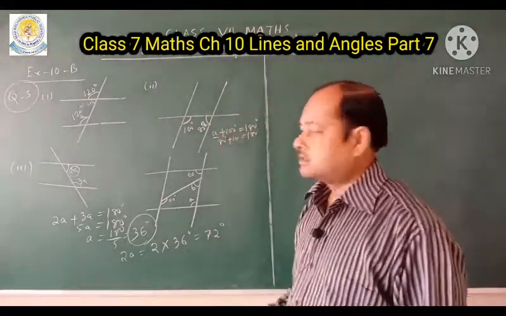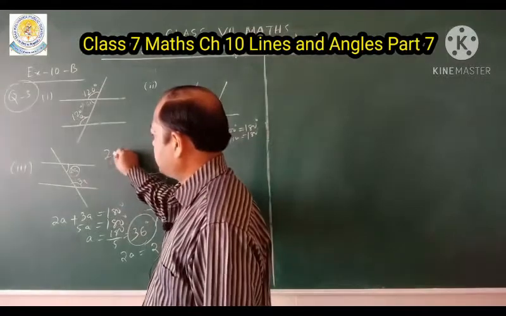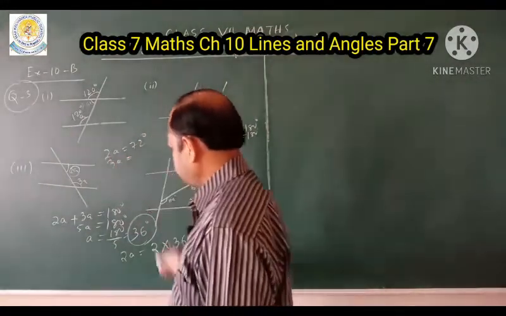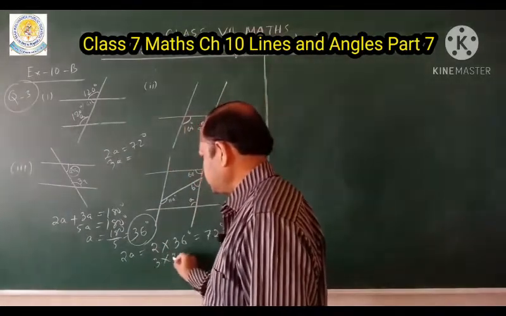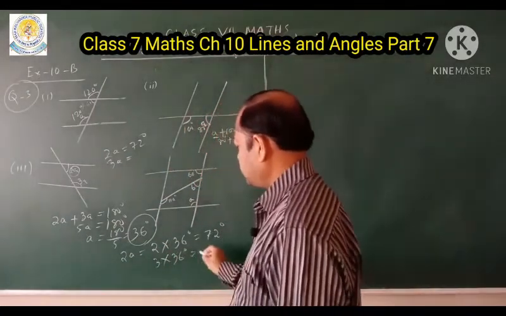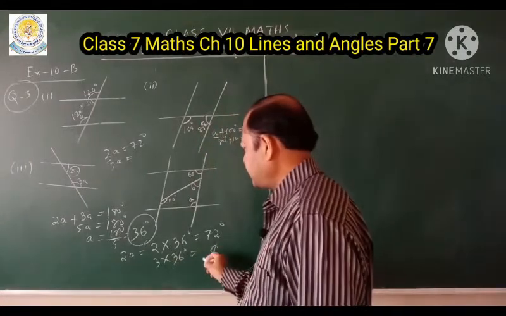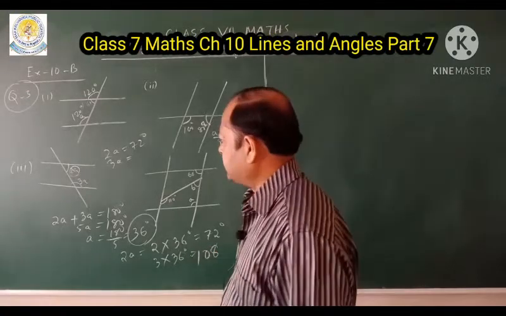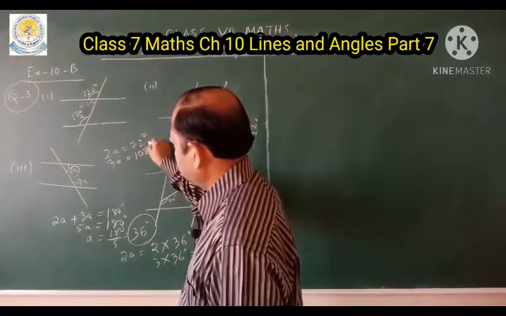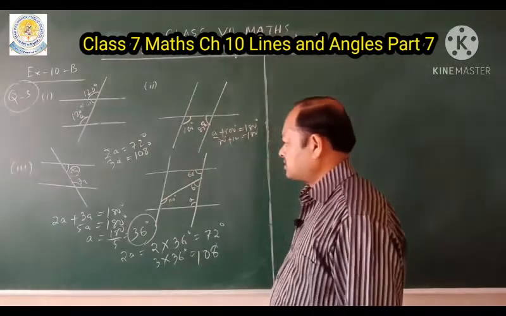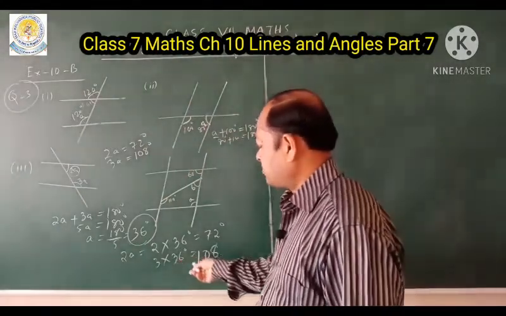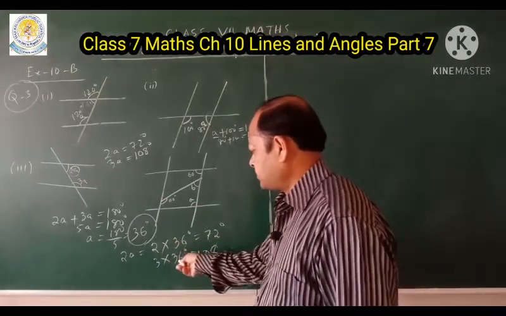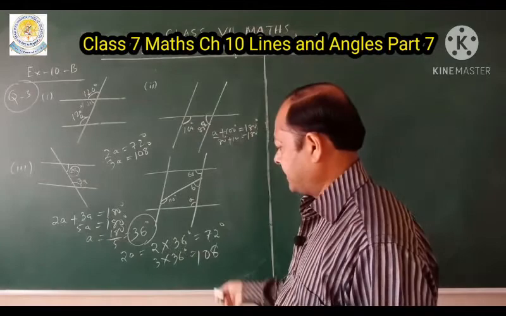Okay, so we have got this angle 2a equal to how much? 72 degree. Now what is 3a? 3a means multiplied by 3 here, 3 into 36. So 3 into 36 will be 3 6s are 18, 8, carry 1, 3 3s are 9 plus 1, 10. So 108 degree. So 3a will be 108 degree. So we have got 2a equal to 72 degree and 3a is 108 degree. Again we will verify. 2 into 36 is 72, 3 into 36 is 108.